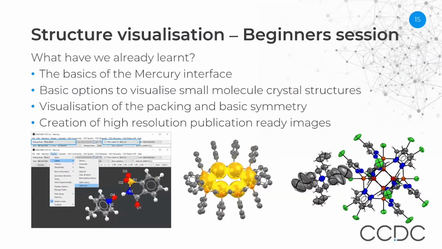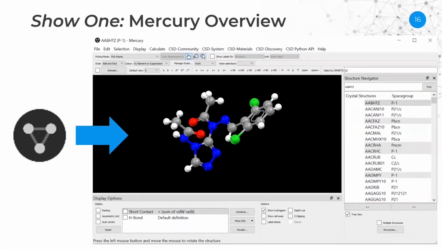In our Mercury for Beginners CCDC virtual workshop that we held last year, we learned some of the basics of the Mercury interface, how to pack structures, and we created some high resolution publication ready images. Today we're going to be building on that knowledge to learn more about the structures and more analysis of those structures. So we're going to move on to our show one section. If you want to follow along, you can open Mercury now by clicking on the Mercury logo on your desktop or navigating to Mercury in your program menu. By clicking on this icon, you will open the Mercury interface that we can see here.